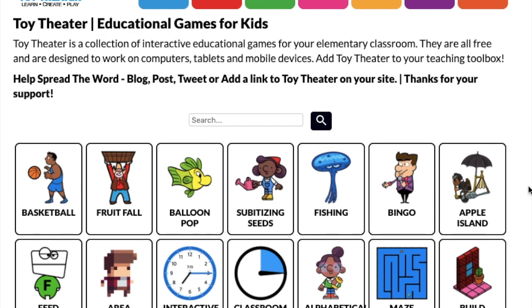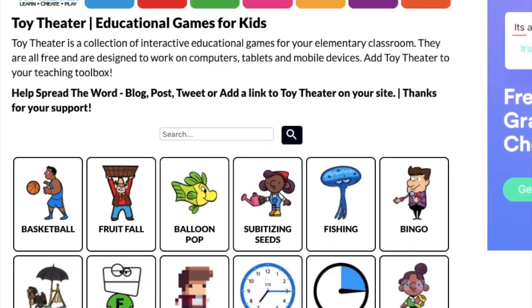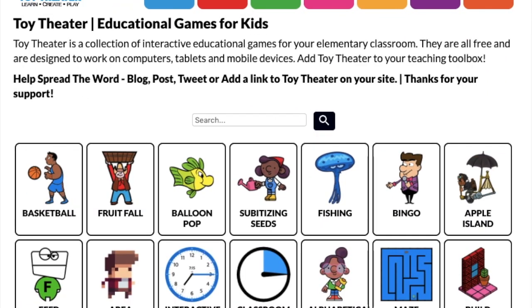All right, so when I start this activity, I start here on Toy Theater. One thing to know is that there are ads on Toy Theater to the right here, and I'm covering them up right now just so that I don't have to take them out when I edit this video. But just know that there are some ads. So far, I haven't seen anything that's inappropriate for children, but that's just something to consider.